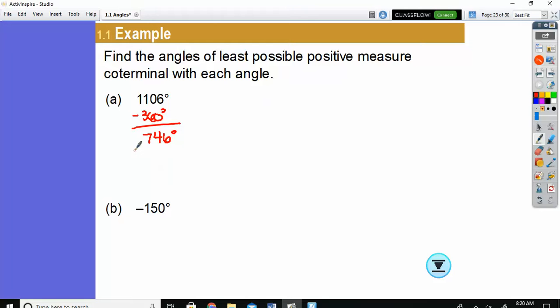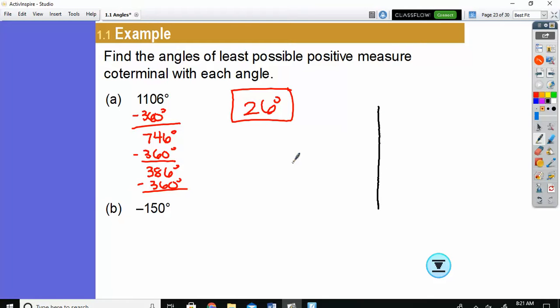Is that enough? Do we know where to go from there? Nope. So we just repeat. So if we subtract 360 again, 386. Is that enough? Nope. So repeat. You don't necessarily have to show me the work. You just have to keep subtracting. And what do you get? 26. So this is like a 26-degree angle. Your goal is to have something between 0 and 360 at the end.